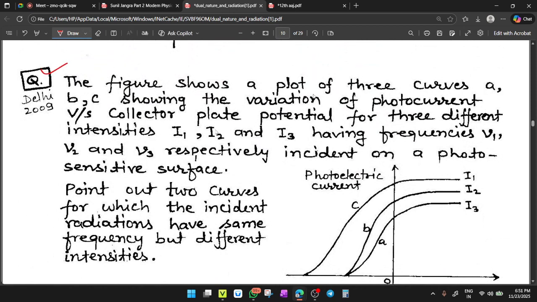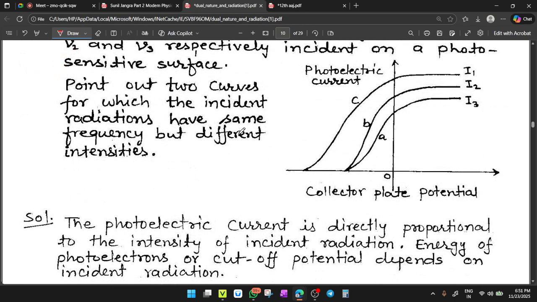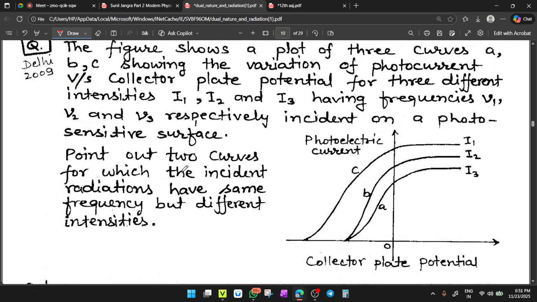The figure shows a plot of three curves A, B, C showing the variation of photoelectric current versus collector plate potential for the different intensities I1, I2, I3 having frequencies nu1, nu2, nu3 respectively incident on a photosensitive plate. Point out the two curves for which the incident radiation has the same frequency but different intensity.